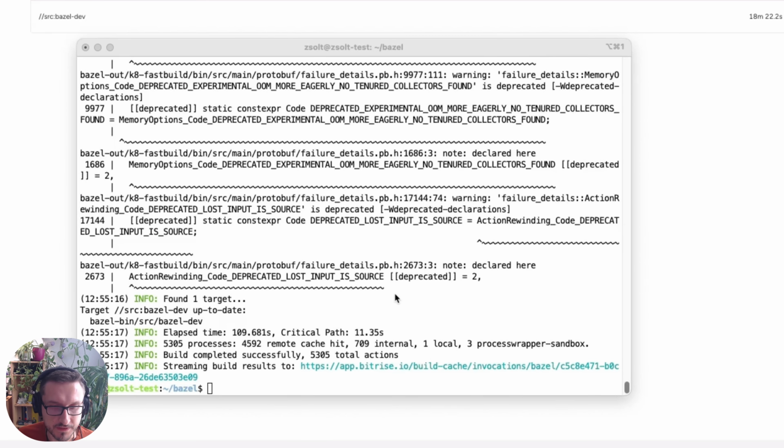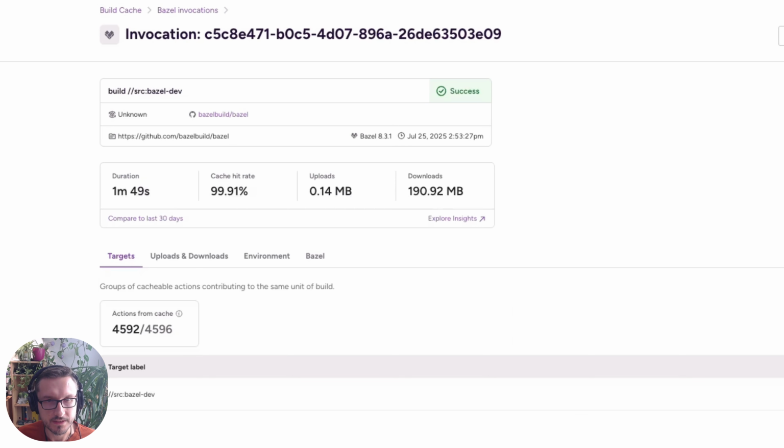So now the build has finished, and you can see that we have a lot of remote cache hit actions. There were other actions as well, some of them executed locally, but actually a lot of them are internal actions, which I told you about. So if I open this URL here, you can see that most of the actions that are cacheable, excluding the internal actions that is, are coming from the cache.